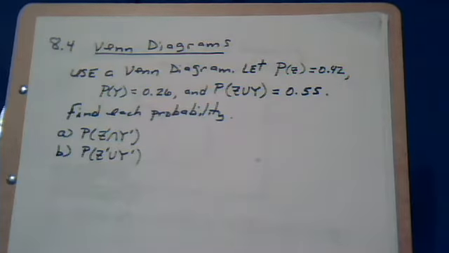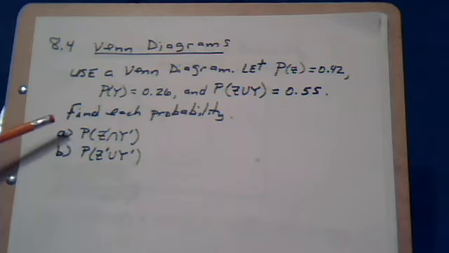Venn diagrams. Use a Venn diagram. Let the probability of Z equal 0.42, the probability of Y equal 0.26, and the probability of Z union with Y equal 0.55. Find each of the probabilities.